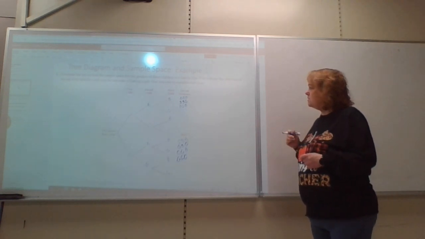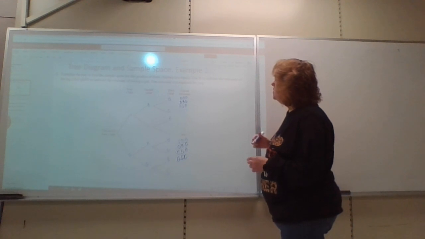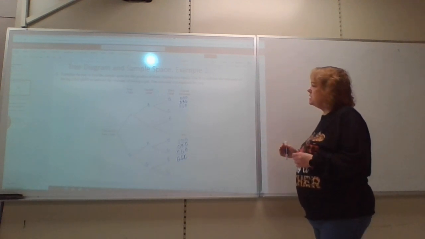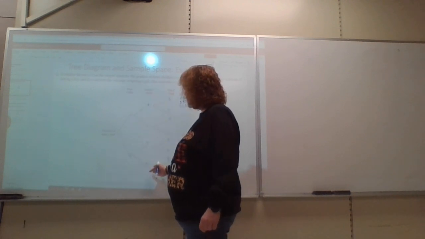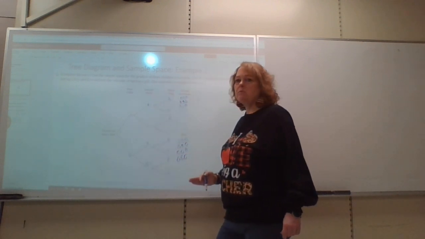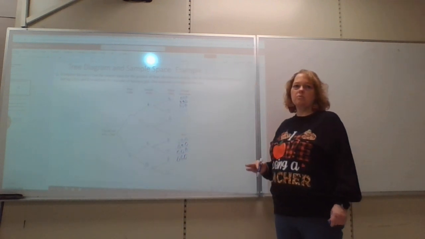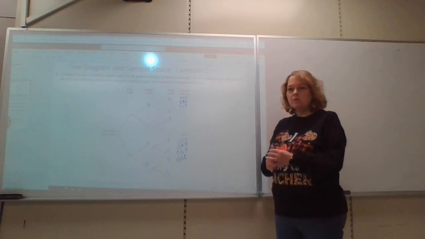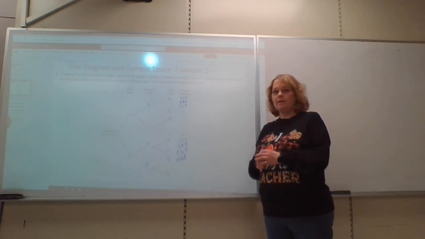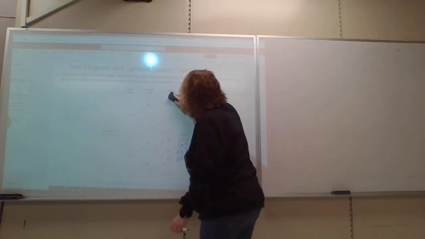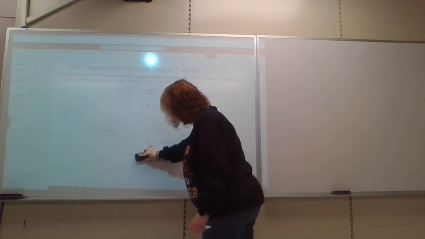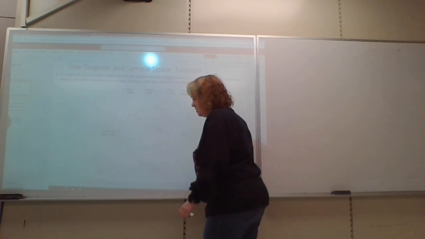Okay. So I showed you how to do a tree diagram and sample space. And I like to label it so that this is your first child, this is your second child, and this is your third child. It's much easier to read, and you just read the branches. Are there any questions on that? Let me erase all that.